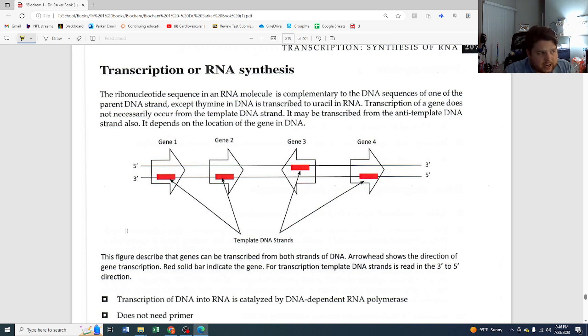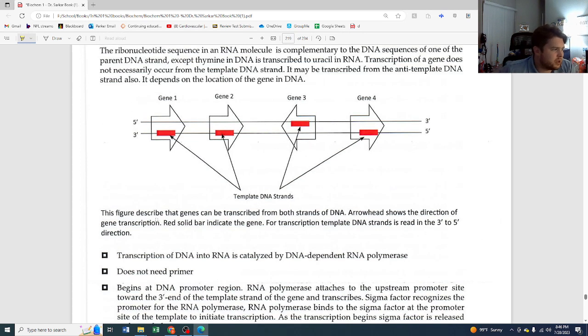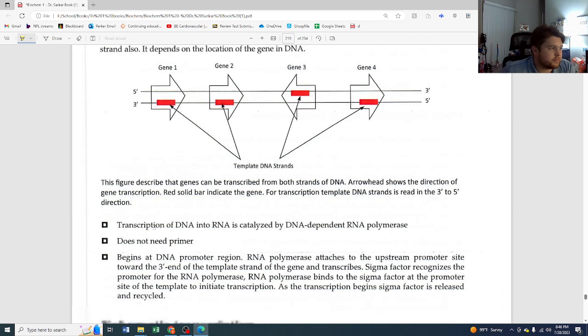And again, if we think back to the DNA, we have both sides of the DNA depending on where it is, and we also have methylation. 70% of our genes are methylated so that they're turned off. So we're going to pick and choose the different chunks and where they're going to be expressed, which makes you, you. Okay, so this figure describes that genes can be transcribed from both strands of DNA. The arrowhead shows the direction of gene transcription. Red solid bar indicates the gene. For transcription, the template DNA strand is red in the 3' to 5' direction.